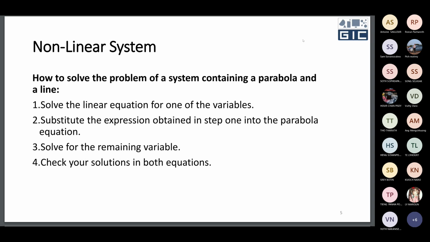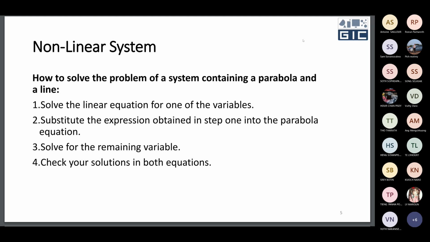The way to solve the problem with systems that contain a parabola and a line. First of all, you have to solve by using substitution. In this case, it is the technique of using substitution. I hope you still remember from the previous class. What does the substitution technique mean? First of all, we try to solve for one variable as a function of the other variable.